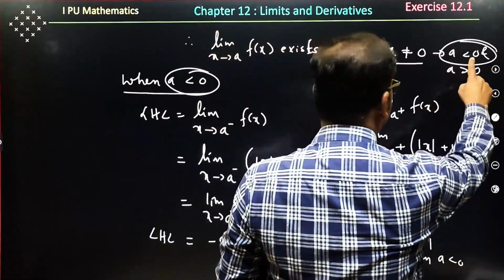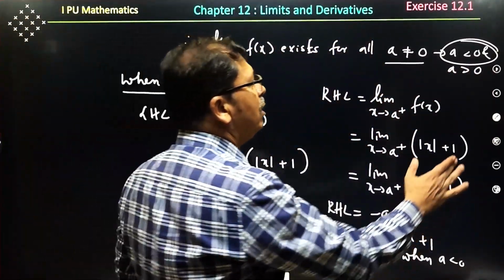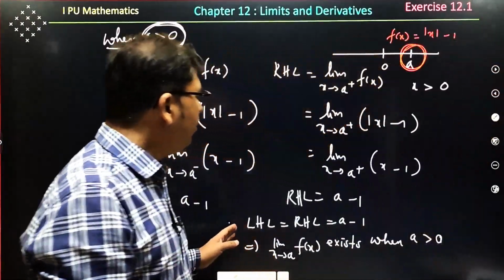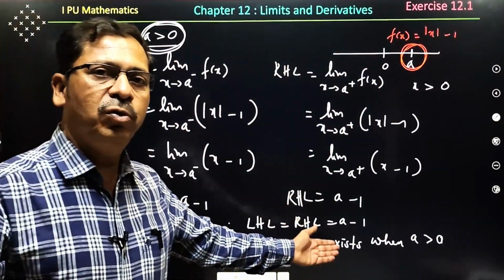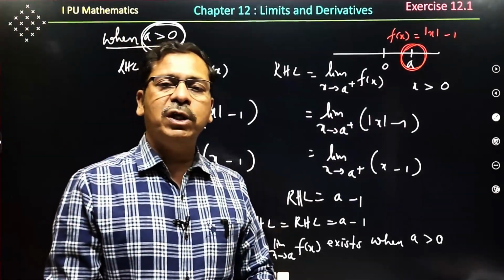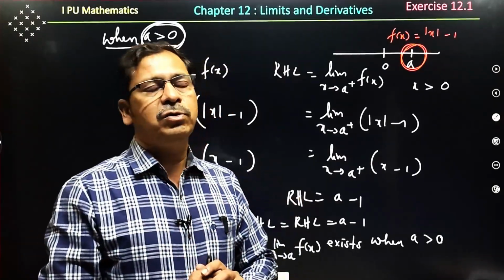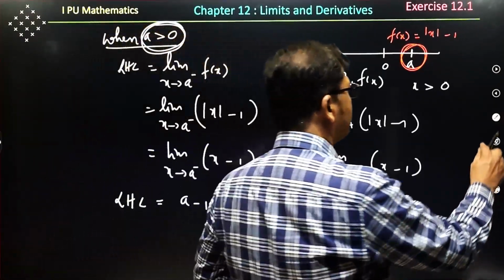When a is less than 0, I have proved left hand limit is equal to right hand limit. When a is greater than 0, then also I have proved that left hand limit is equal to right hand limit and its value is found to be a minus 1. So it confirms that limit x tends to a f(x) exists for all a not equal to 0. So this is the conclusion as far as this problem is concerned here.